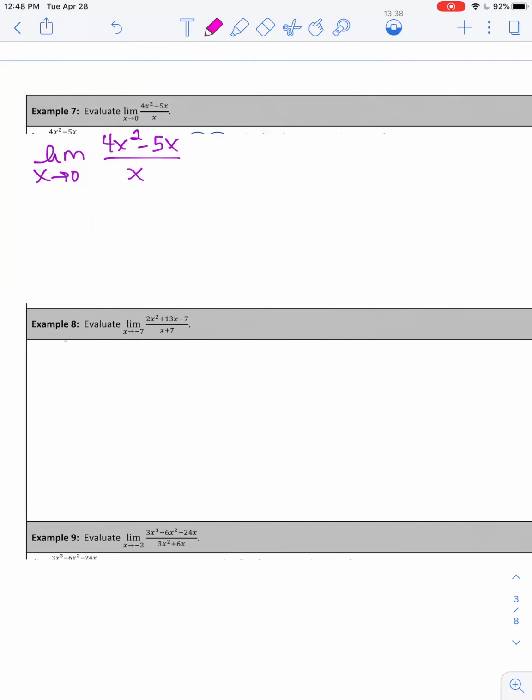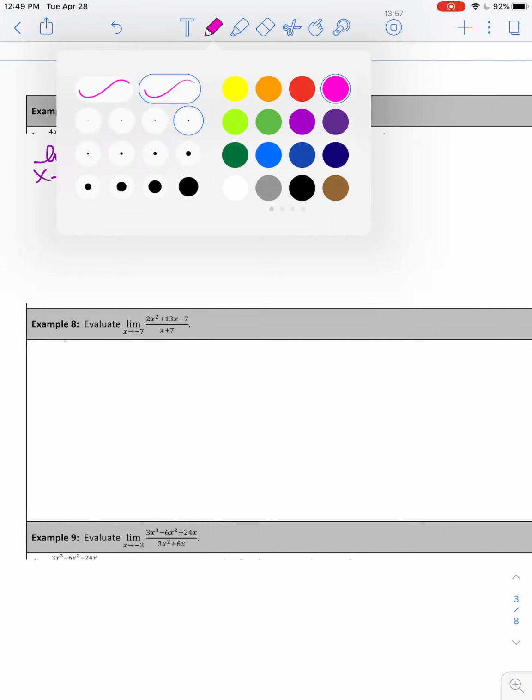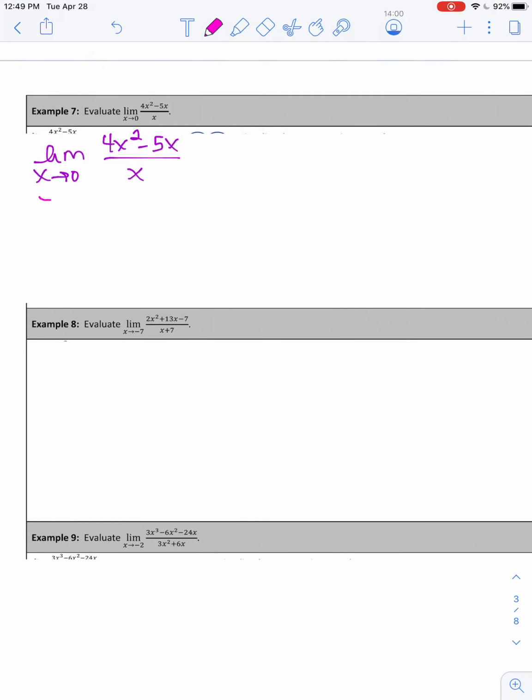And I'm going to use my denominator to guide what I want to do. I know that there is this x in the denominator that's causing the problem, so I want to see if in my numerator I can somehow take out an x that would cancel with the x in the denominator and get rid of that. And in fact, there is. We can see that the limit that we have written is the same as the limit as x approaches 0 of x times 4x minus 5, all divided by x.